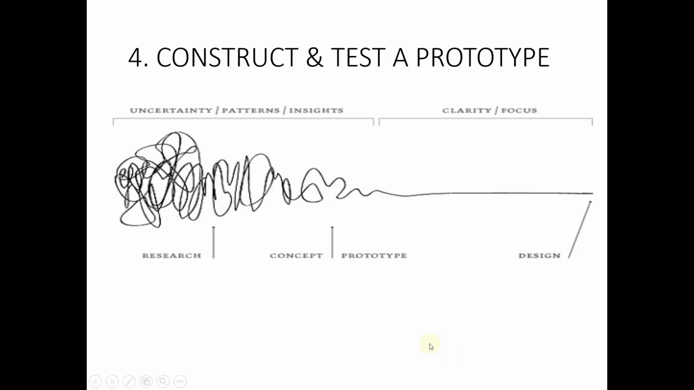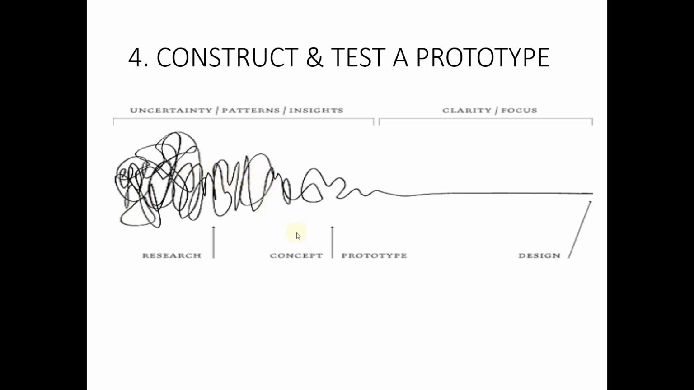Here you can see how the focus or the clarity develops during the process of design. During the research phase, when we are identifying the problem, everything is in a very jumbled manner. No one has a clear idea about what the problem actually is. So that is meant by uncertainty. This is the uncertainty pattern that is being shown. Jumbled means it is not very clear.